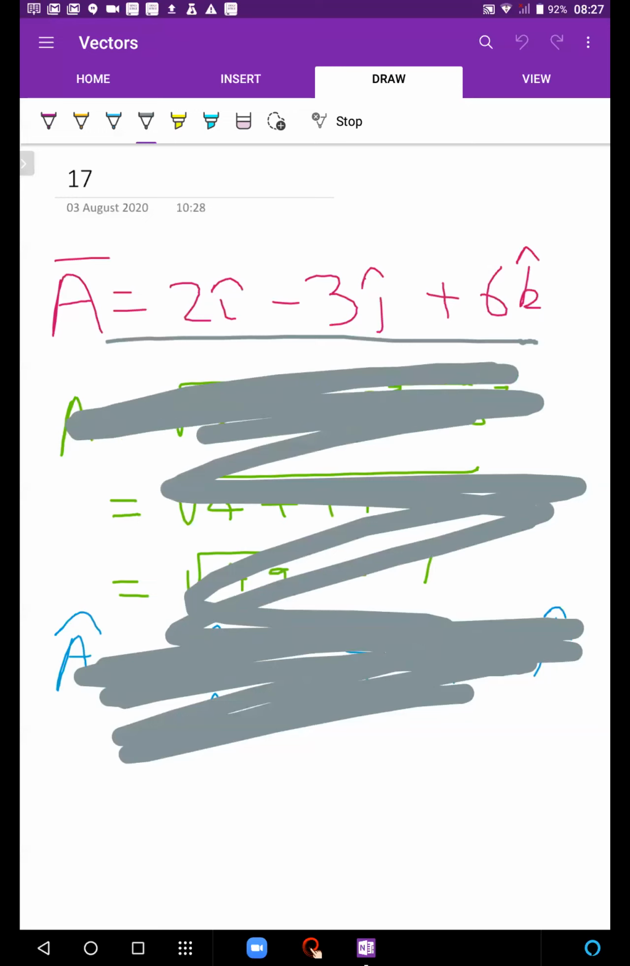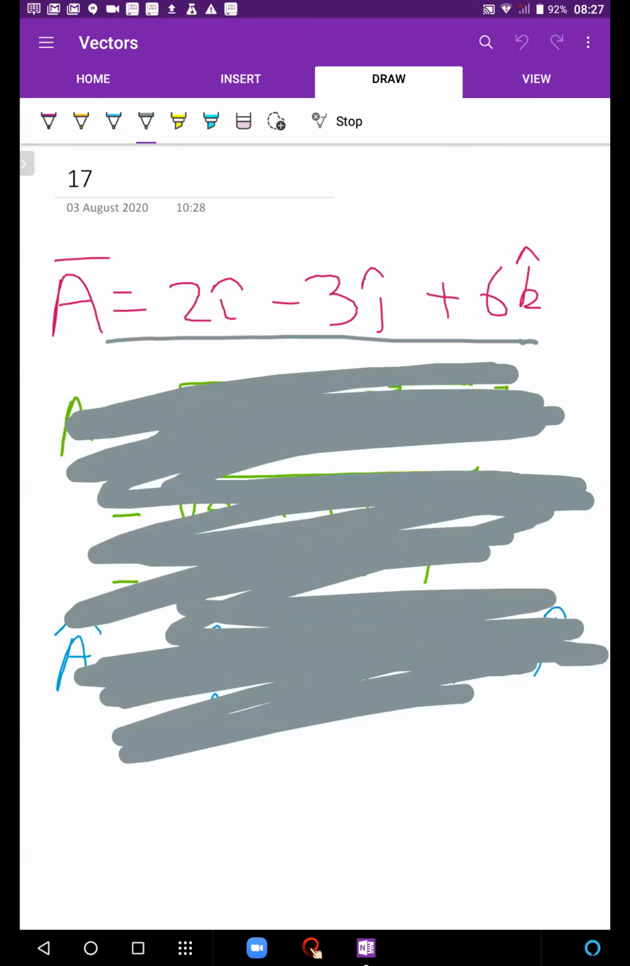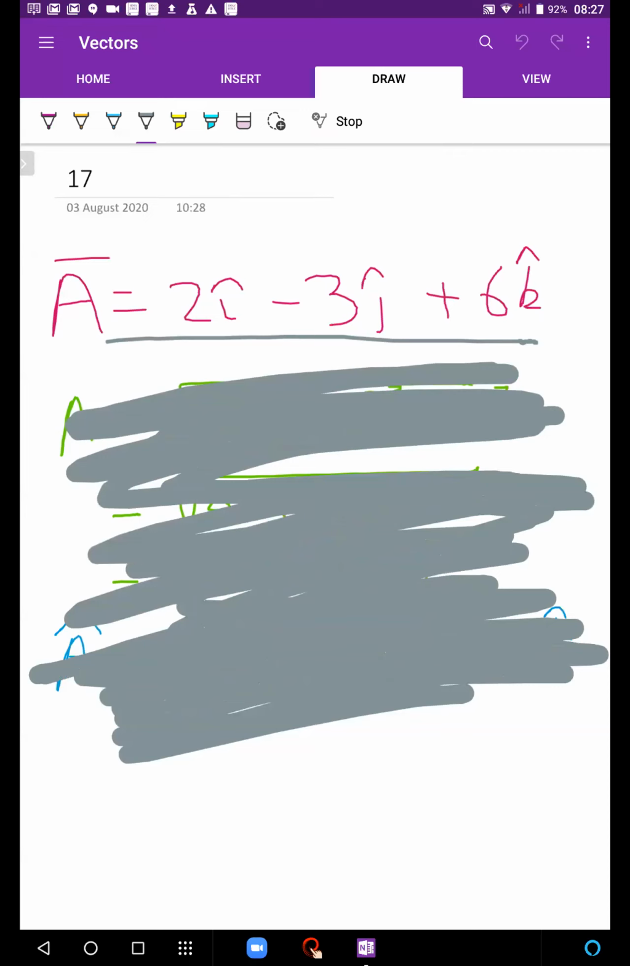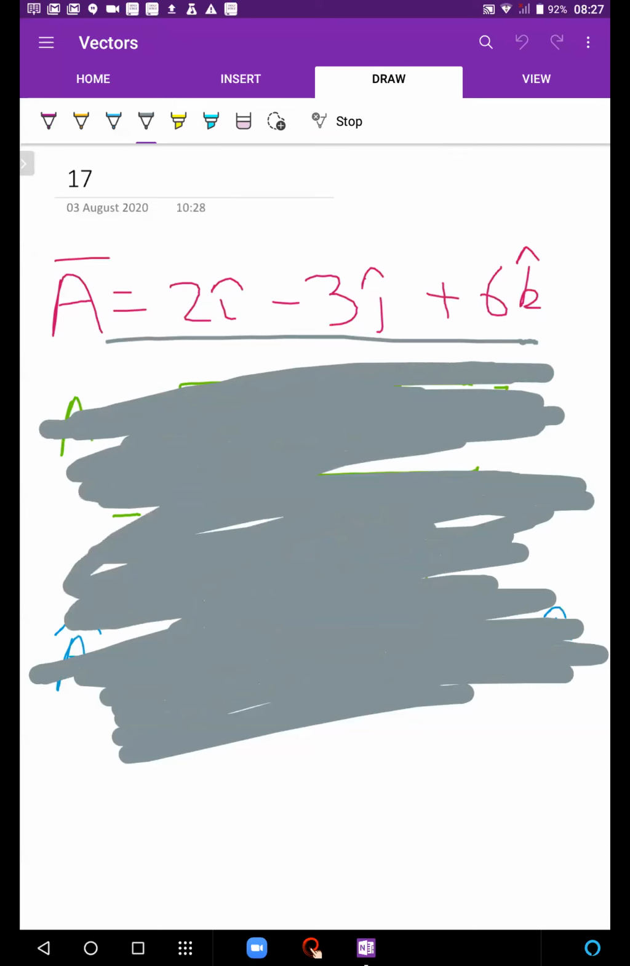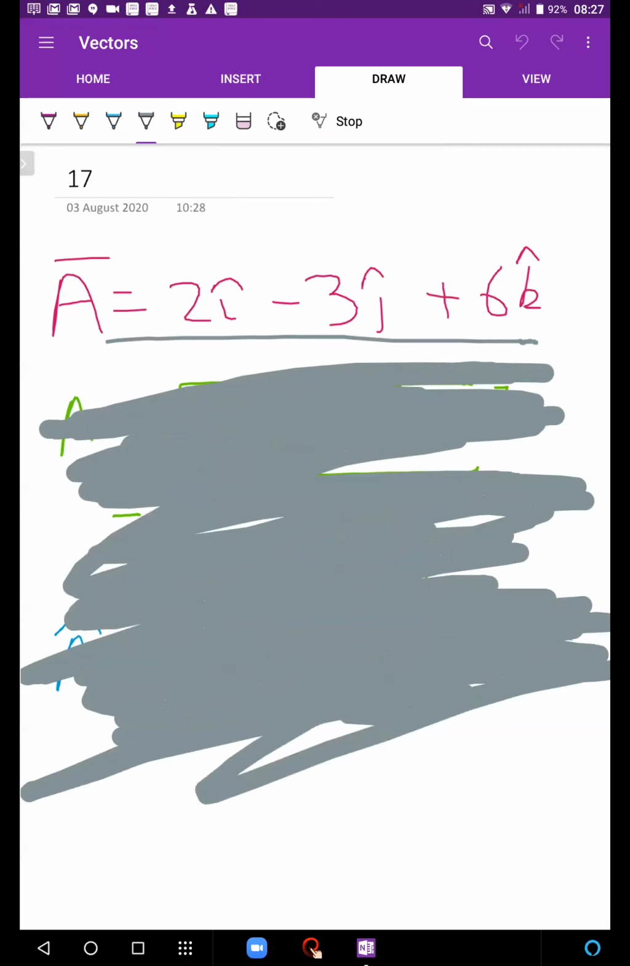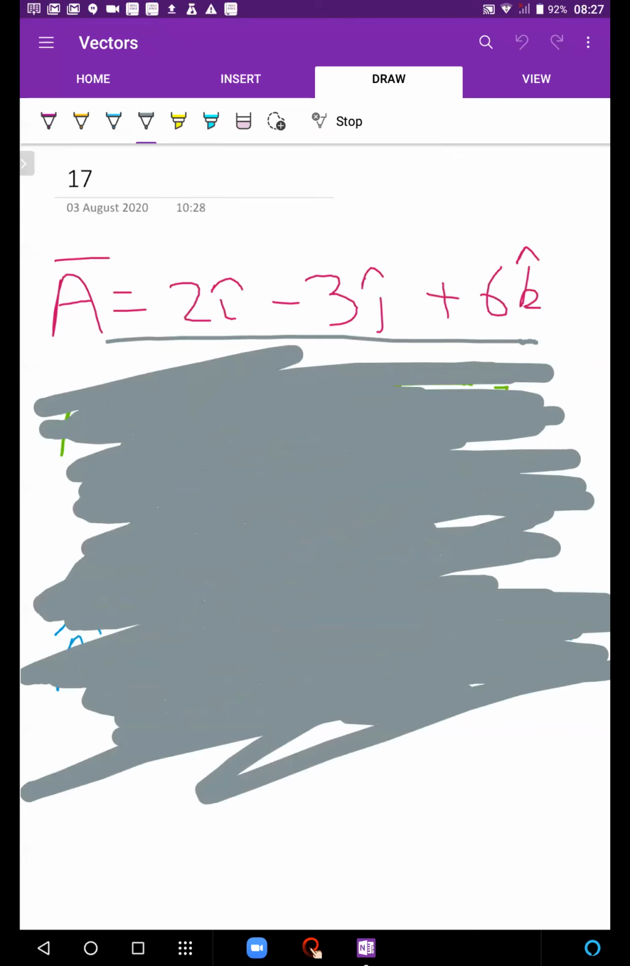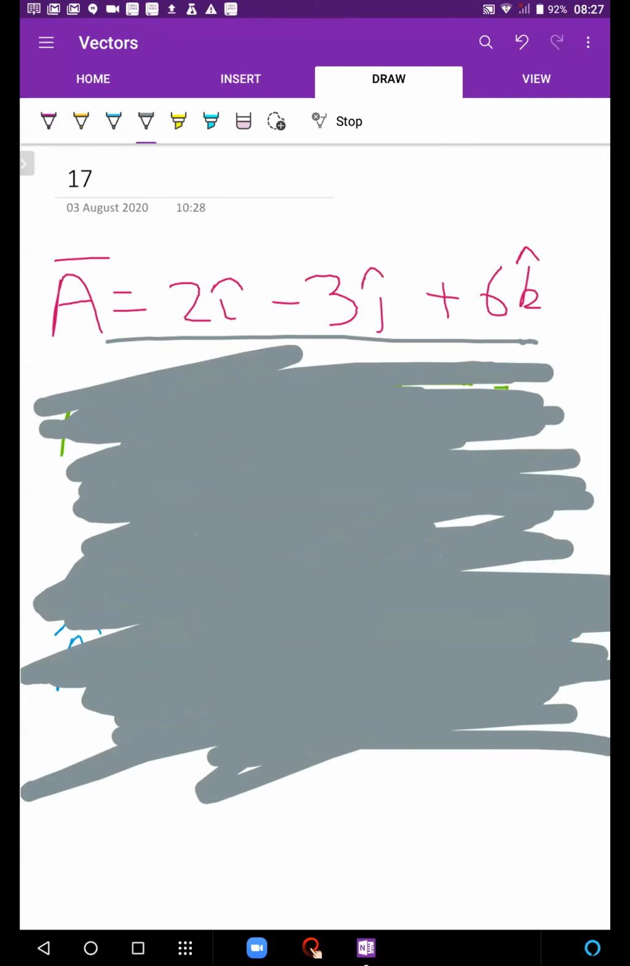All right, try this. A bar is given to you as 2 I cap minus 3 j cap plus 6 k cap. Find the magnitude of this vector and find a unit vector parallel to this vector. So find the magnitude, find the unit vector parallel to this vector.